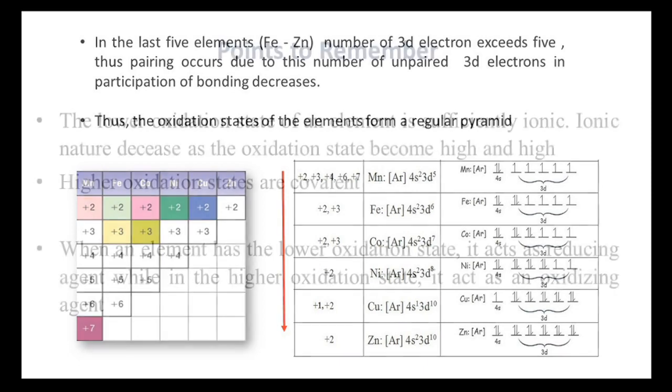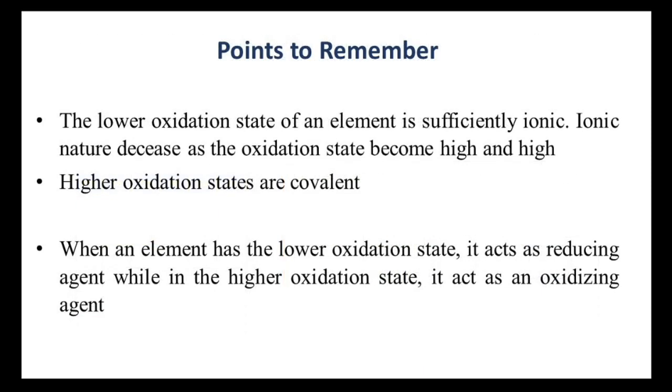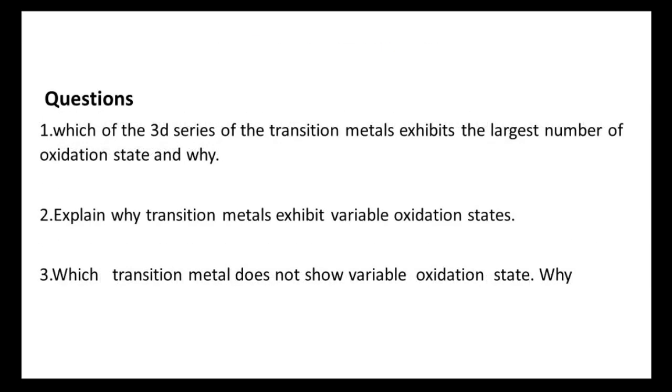Some points you have to remember. The lower oxidation state of an element is sufficiently ionic. The ionic nature decreases as the oxidation state becomes higher and higher. Higher oxidation states are covalent. When an element has the lower oxidation state, it acts as a reducing agent, while in the higher oxidation state, it acts as an oxidizing agent. So some questions are there. Try to solve the questions.